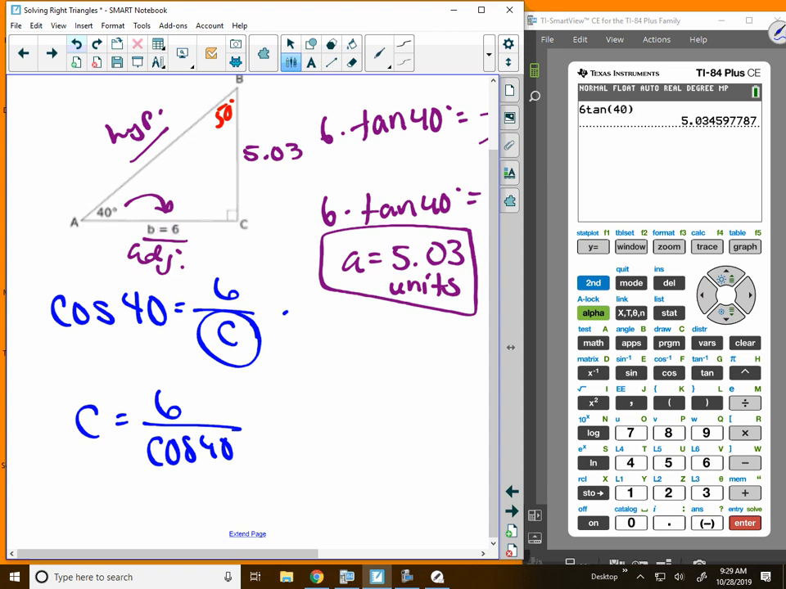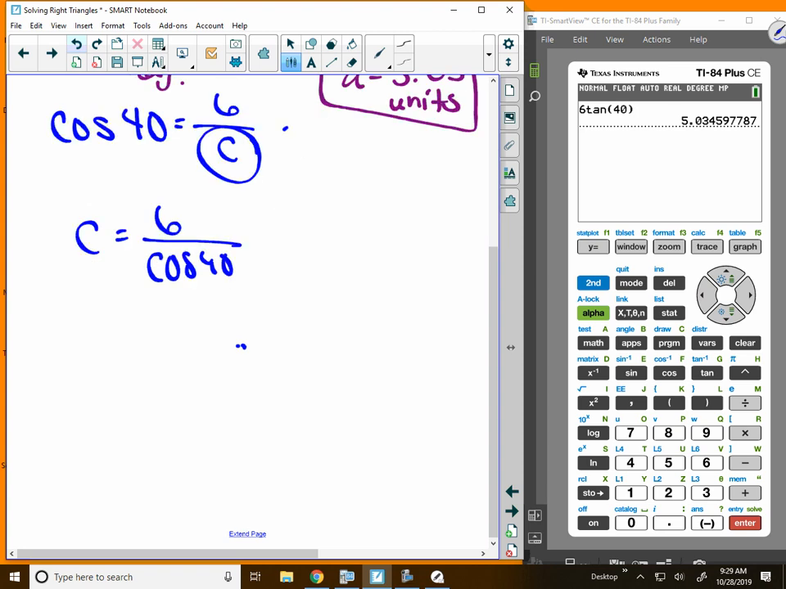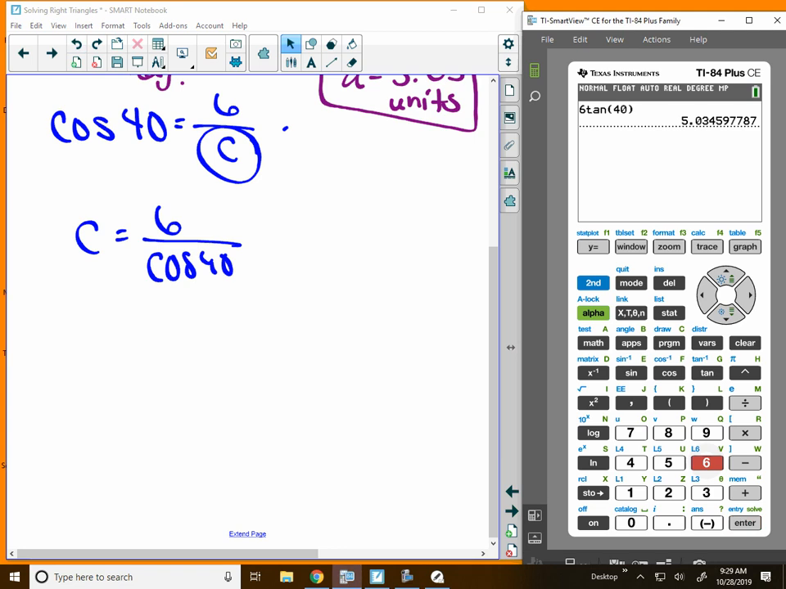A lot of people get a little mixed up on those, so I don't want you to have to worry about that. We'll just use our quick trick. We're going to put it in our calculator. You should get about 7.8. Let me know if you don't get 7.8. Something probably happened, or we're in the wrong mode.